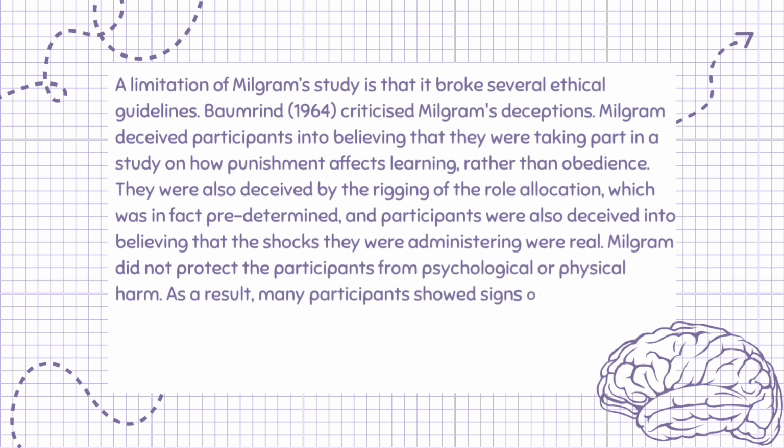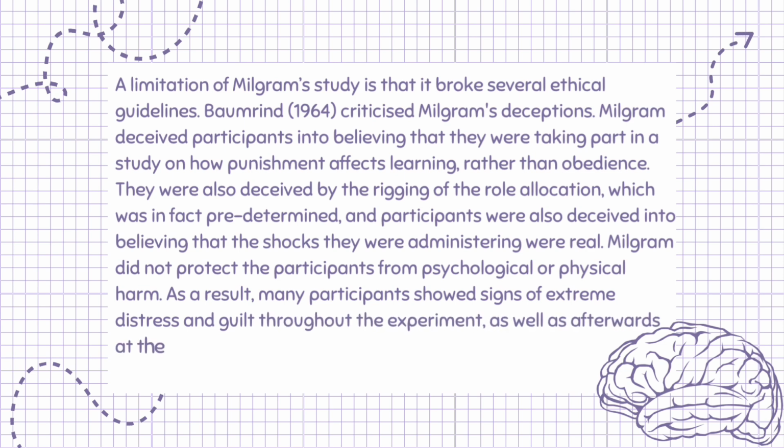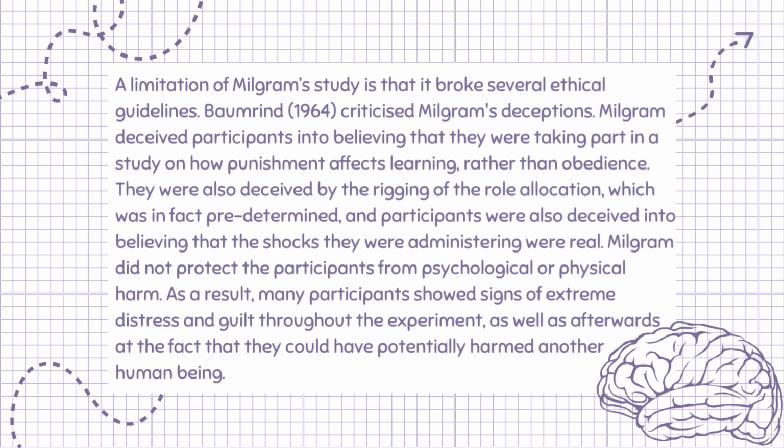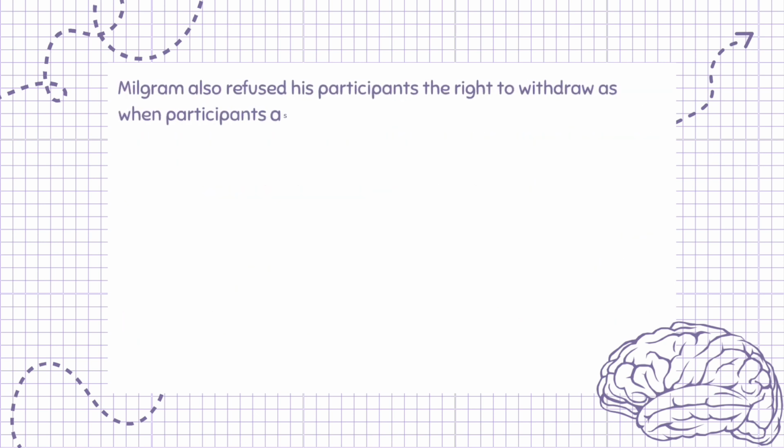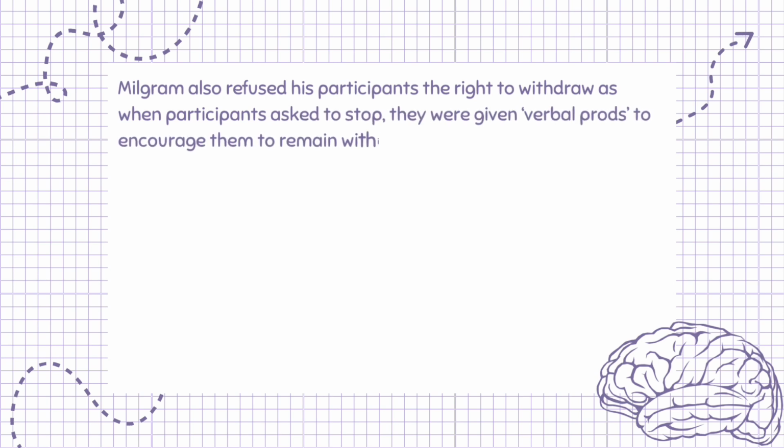Milgram did not protect the participants from psychological or physical harm. As a result, many participants showed signs of extreme distress and guilt throughout the experiment, as well as afterwards, at the fact that they could have potentially harmed another human being. Milgram also refused his participants the right to withdraw, as when participants asked to stop, they were given verbal prods to encourage them to remain within the experiment.